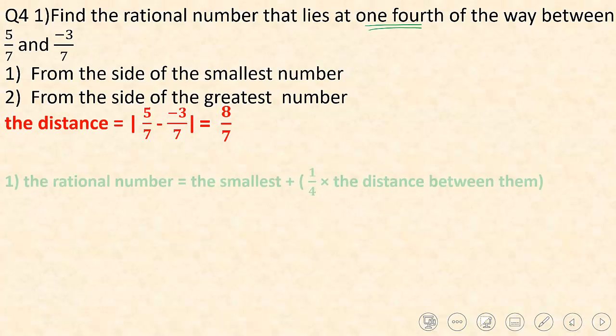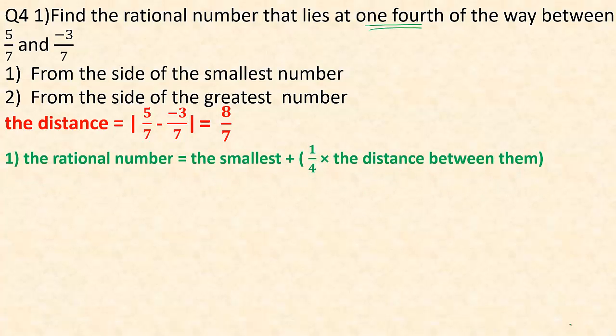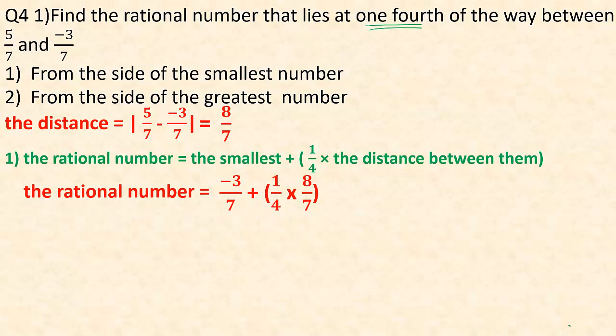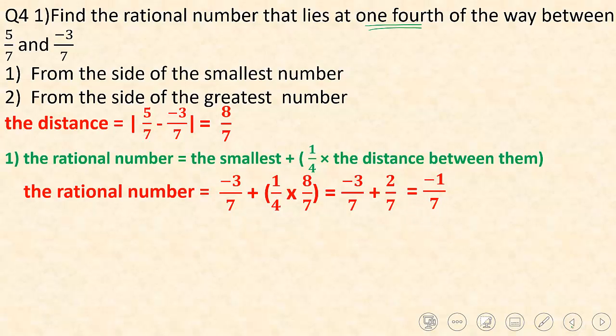So let's go and see the rule. The rational number which lies 1/4 of the way from the smallest number is equal to the smallest number plus 1 over 4 times the distance between them. I already know the smallest number, and I know the distance, so let's substitute in the rule. It equals negative 3 over 7 plus 1 over 4 times 8 over 7. Again, do the brackets first, and it's negative 3 over 7 plus 2 over 7, which equals negative 1 over 7. So the number that lies 1/4 away from the smallest number is negative 1 over 7.